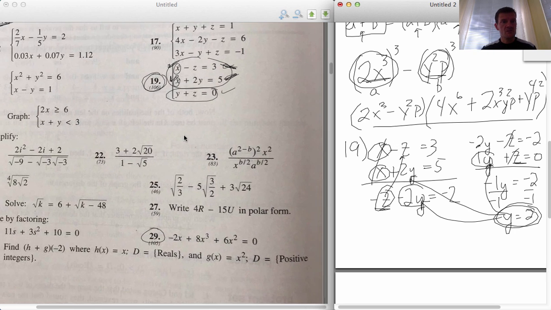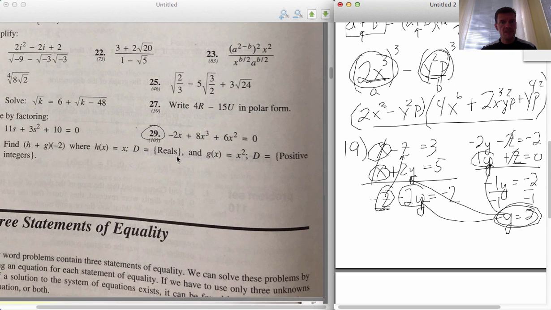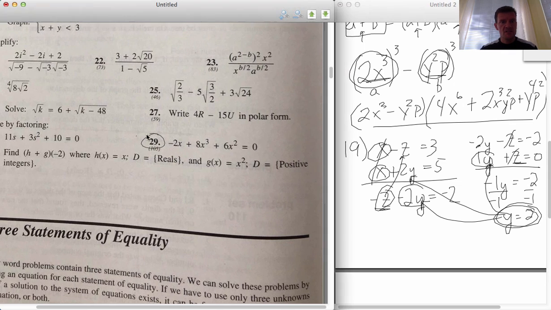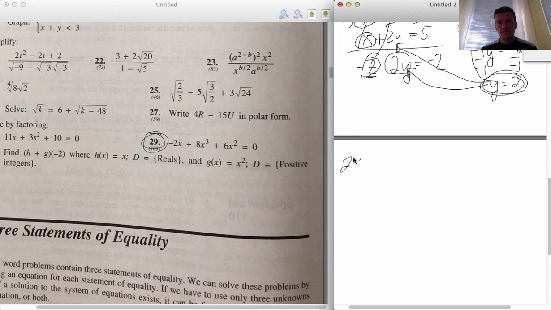So you can find one like that and try that on your own. Okay? All right. Let's do 105 here, number 29. Negative 2x plus 8x cubed.